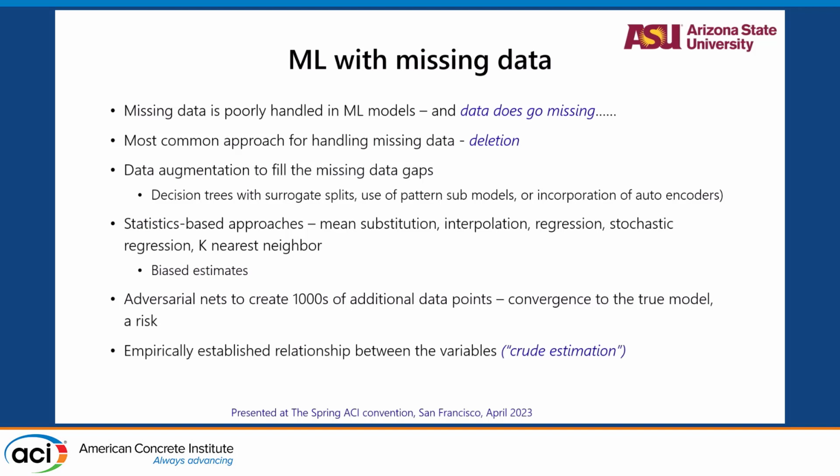You can use generative adversarial nets, the GANs, to create thousands of additional data points. Once you start creating, you will get a lot of data, but how do we validate it? And the other better way for people like us in the concrete area is empirical relationships between variables that we know, that we can test and verify a few.